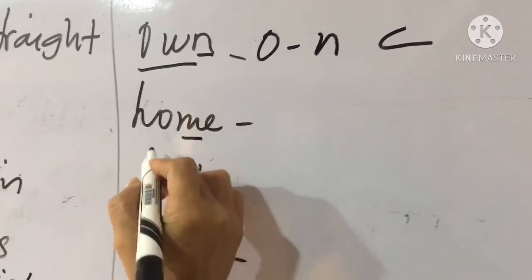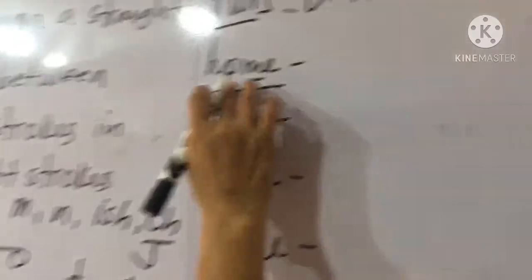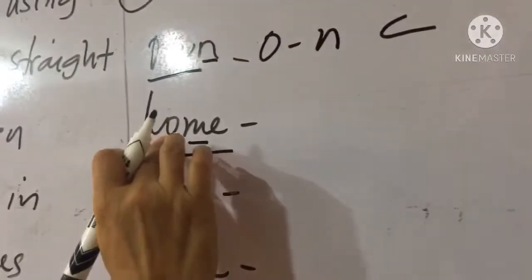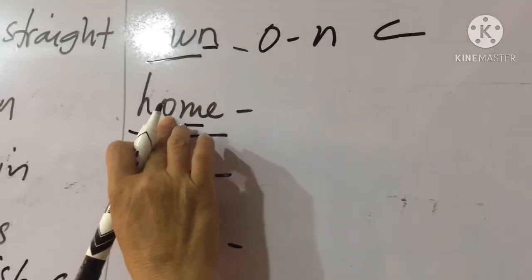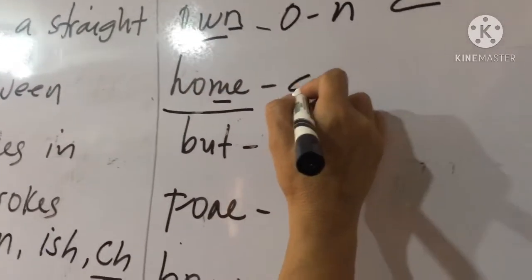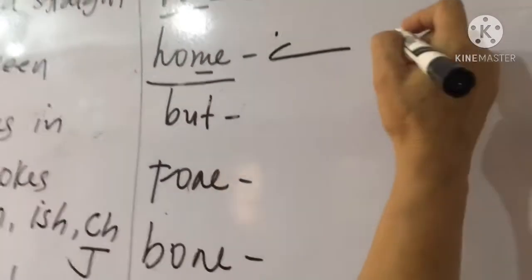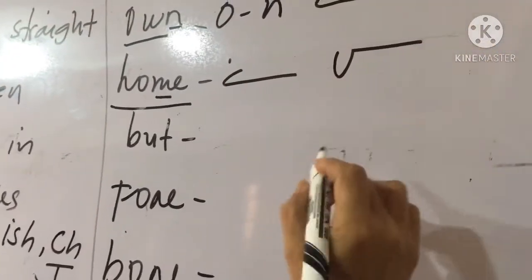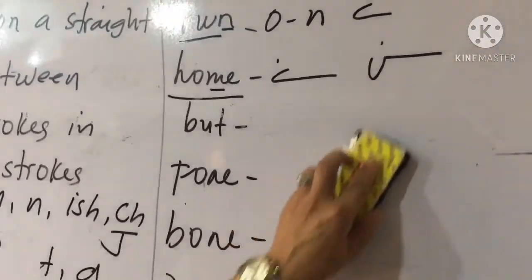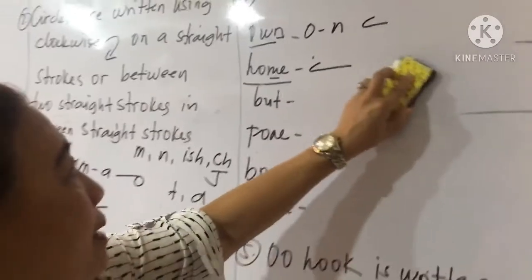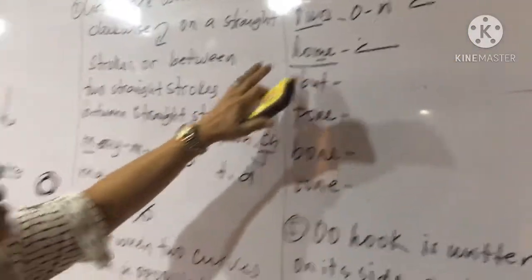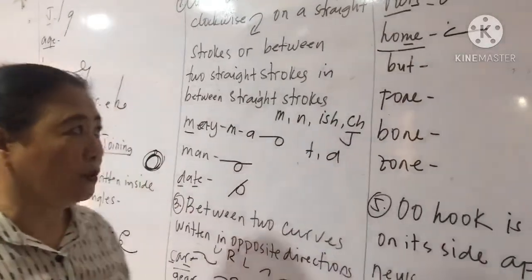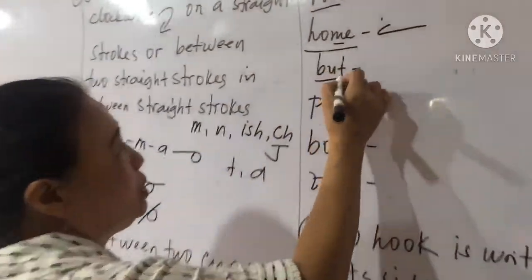So how are we going to write home? What is our first stroke? Again, when there is an H, our next stroke will be our first stroke. So letter O and M. Do not write this one as O and M. We have to follow our principle of joining, that the letter O or O hook is written on each side when it is joined to a straight stroke. But there's an exception to the rule.